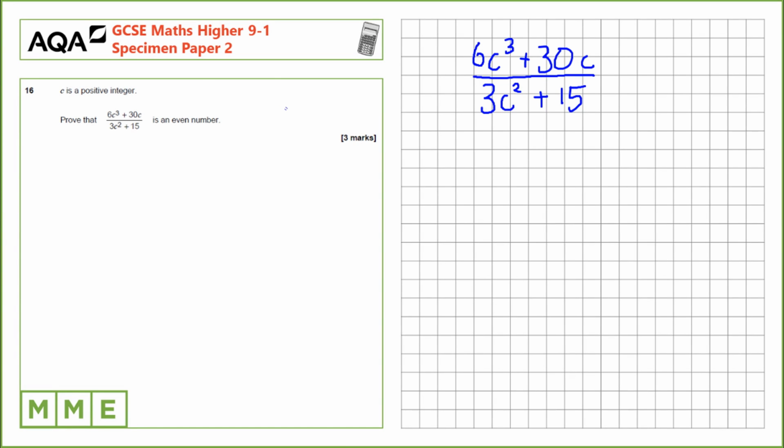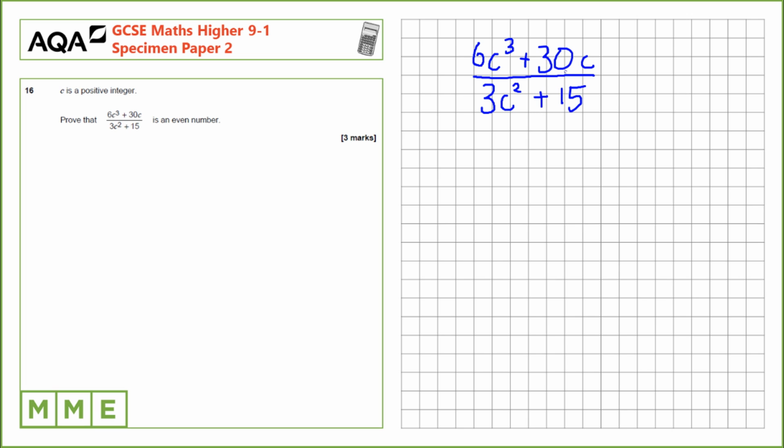Question 16. C is a positive integer. Prove that the expression is an even number for 3 marks. So we're going to start with this. We need to try and find a way to simplify this. There's nothing we can divide through immediately, aside from potentially 3, but it'll be easier to do that later on.